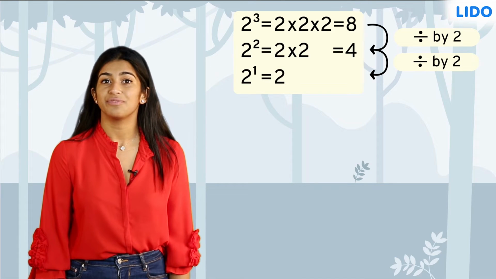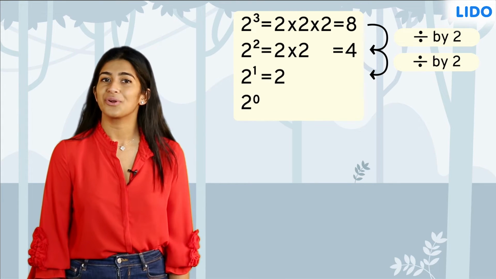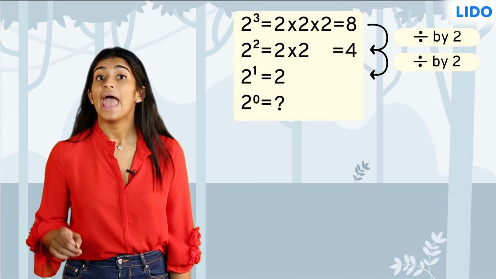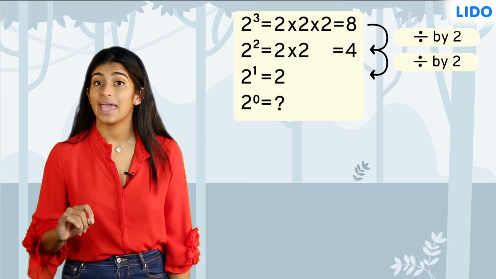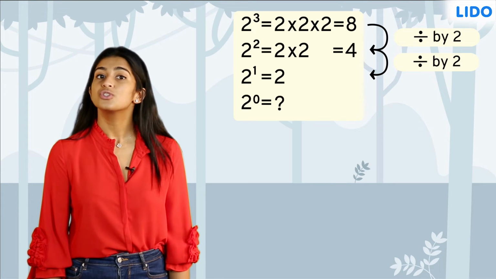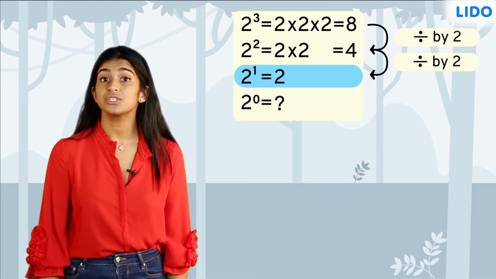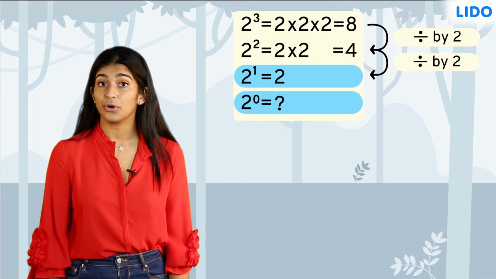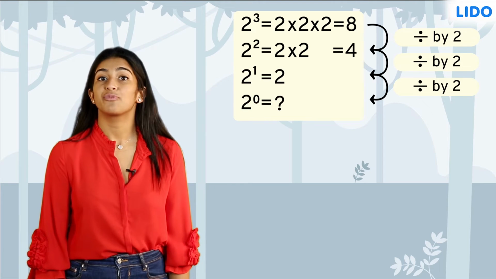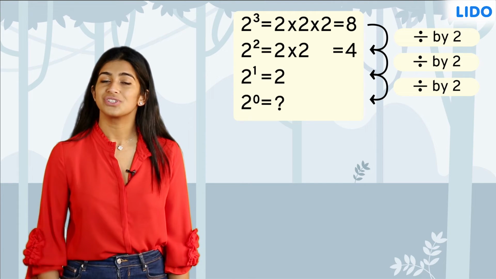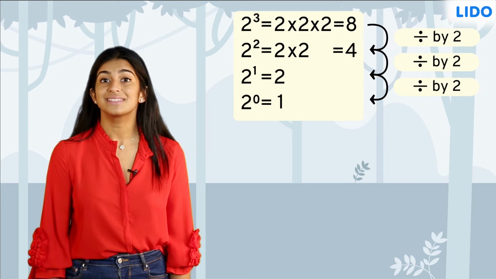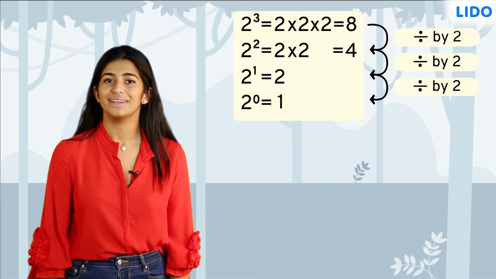Let's use this pattern to find out what 2 raised to 0 is. According to the pattern we just defined, every time we decrease the exponent of 2 by 1, we need to divide it by 2. So, to go from 2 raised to 1 to 2 raised to 0, we will divide by 2. Let's do that. If we divide 2 raised to 1, which is just 2, by 2, we get 1. This makes 2 raised to 0, 1.